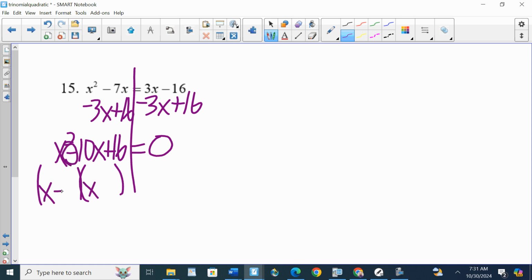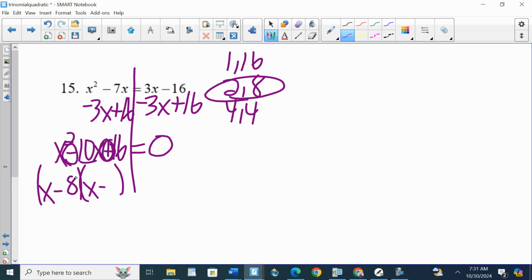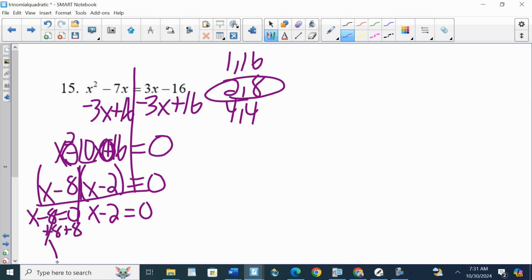First sign comes down. Negative and a positive is a negative. Multiplies to 16. 1 and 16. 2 and 8. 4 and 4. Adds to 10. 8 and 2. Bigger number goes first. Set each factor equal to 0 because in an equation you're not done until you have x equals. X minus 8 equals 0. X minus 2 equals 0. X is 8. X is 2.